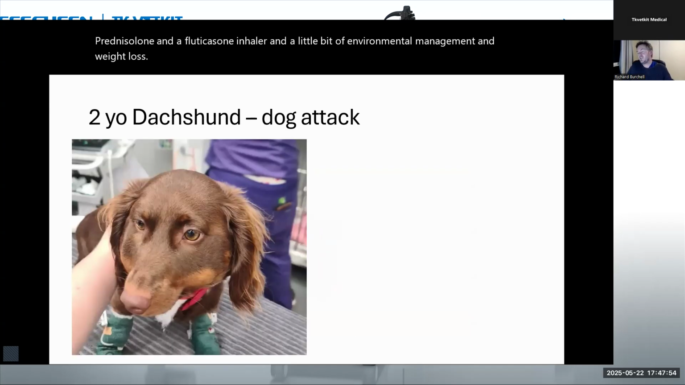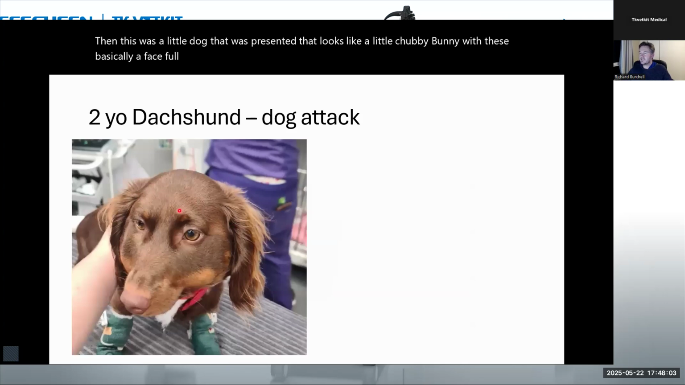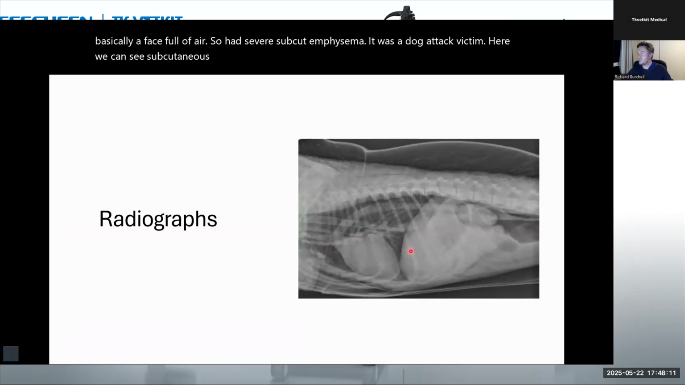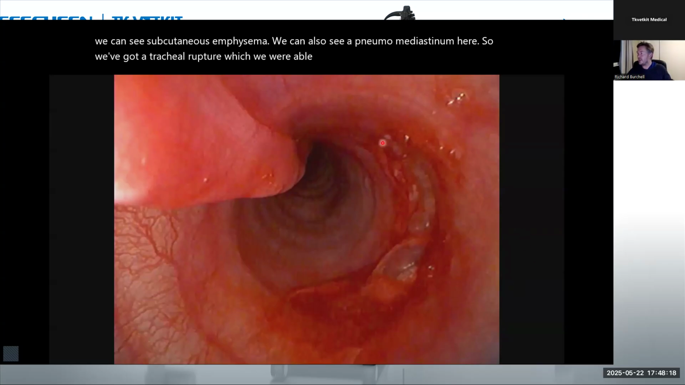Then this was a little dog that was presented that looks like a little chubby bunny with a face full of air. So it had severe subcut emphysema. It was a dog attack victim. Here we can see subcutaneous emphysema. We can also see a pneumomediastinum here. So we've got a tracheal rupture, which we were able to identify on endoscopy, on bronchoscopy.